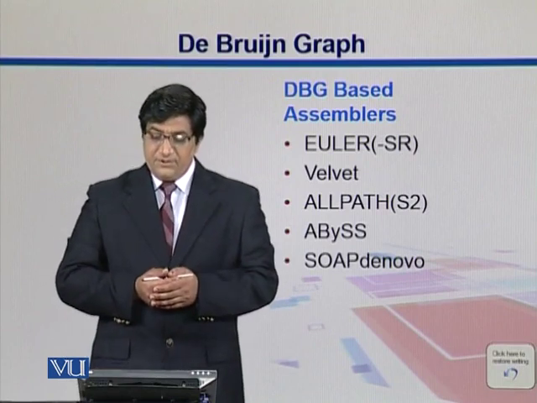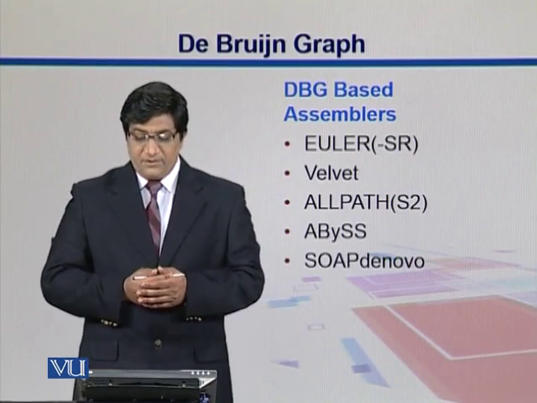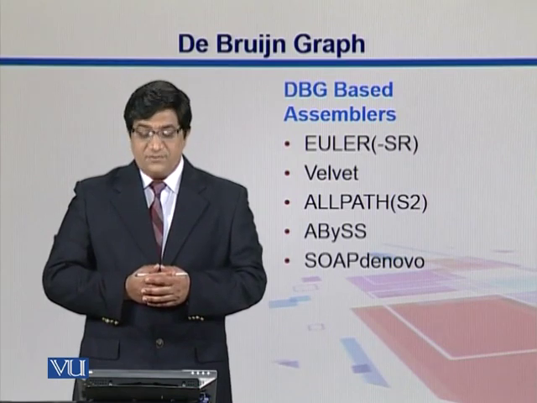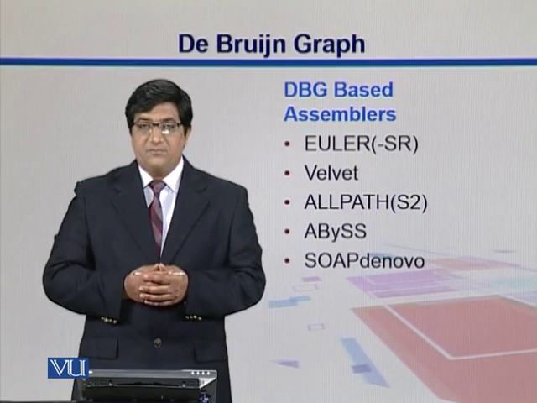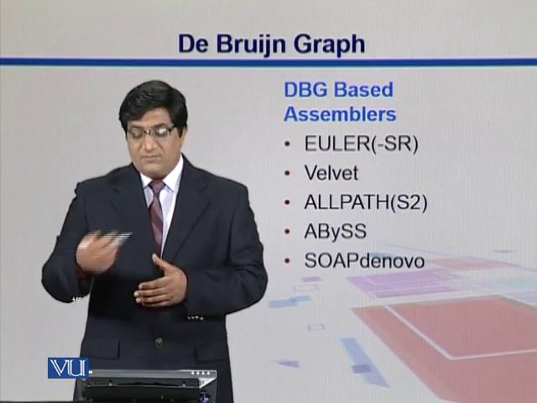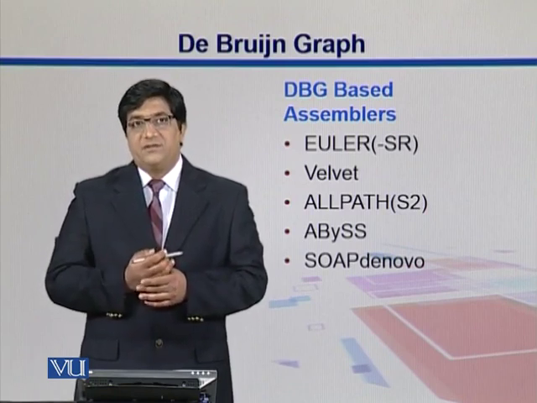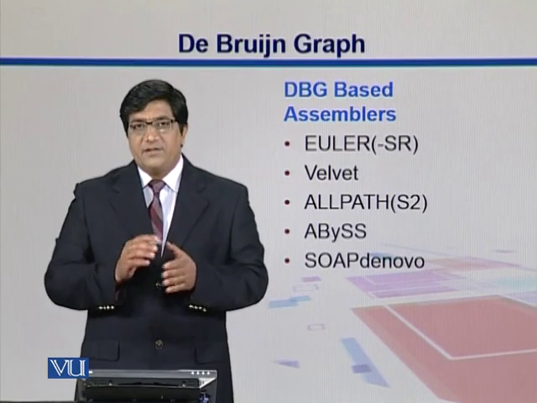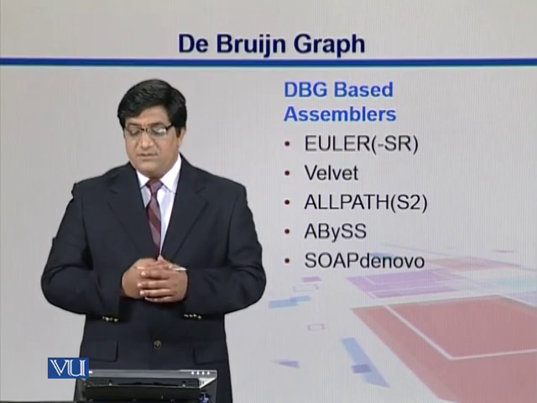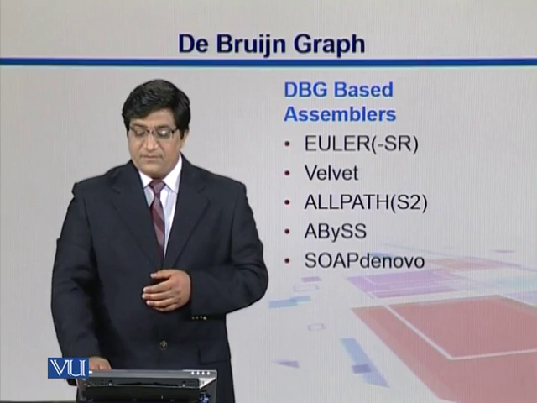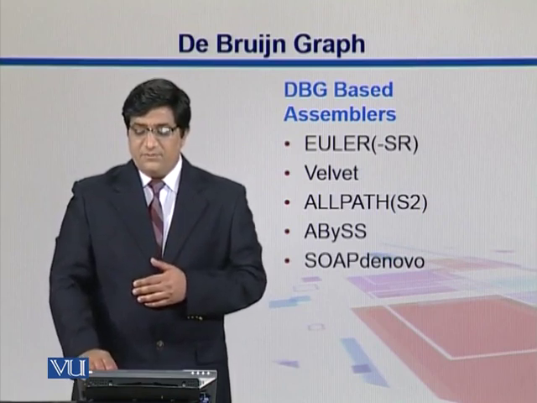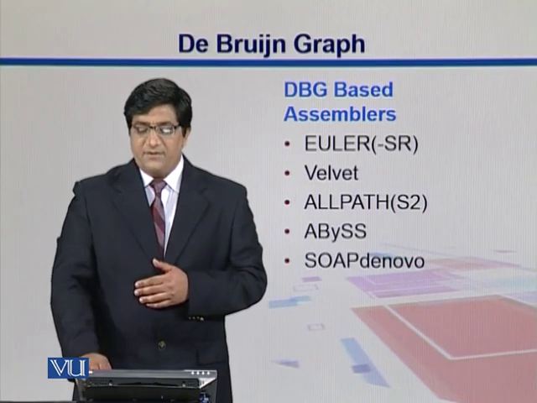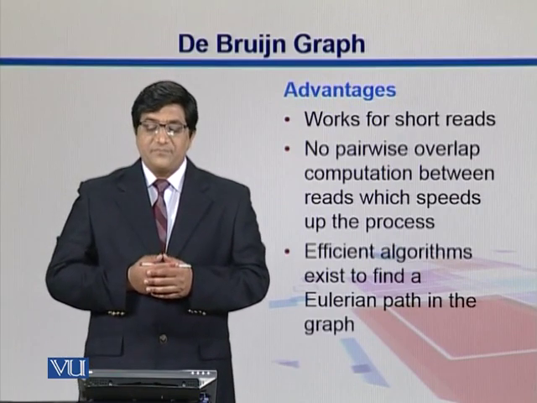There are different DBG or de Bruijn graph assemblers. One is Euler, one is Velvet, ALLPATHS, Ibis, SOAPdenovo. So these are some of them which are frequently used in genome assemblies. You might find these assemblers in the literature, guys, since they are dealing with your SOLiD or Illumina Solexa data. So that's why they are there.